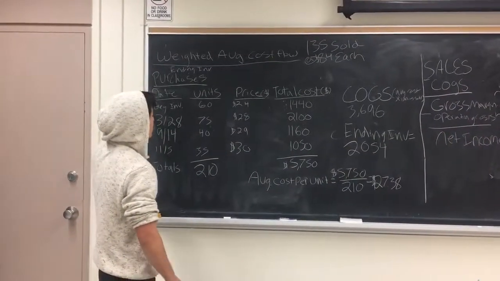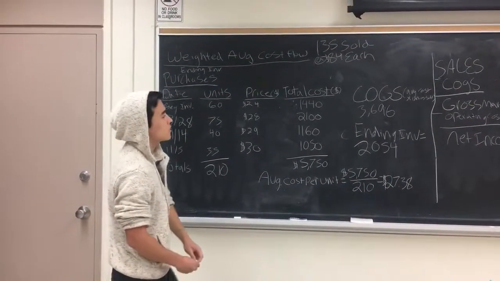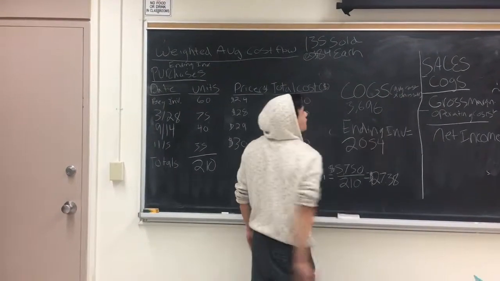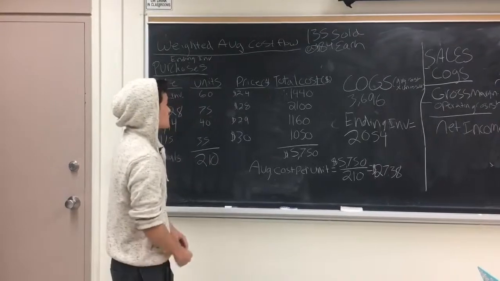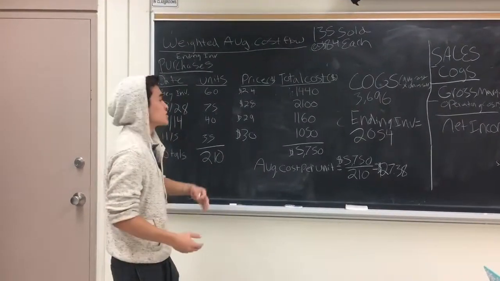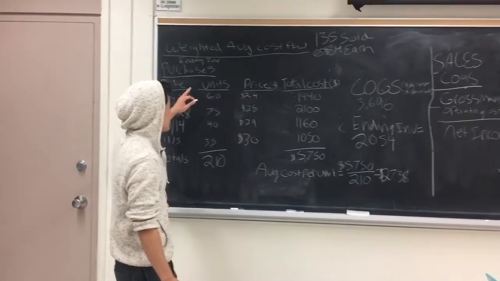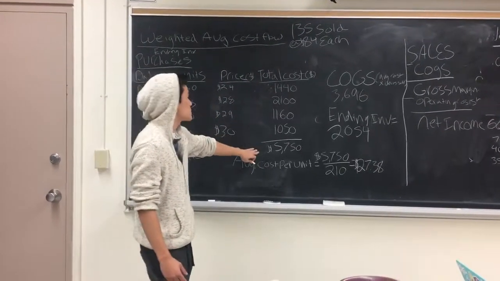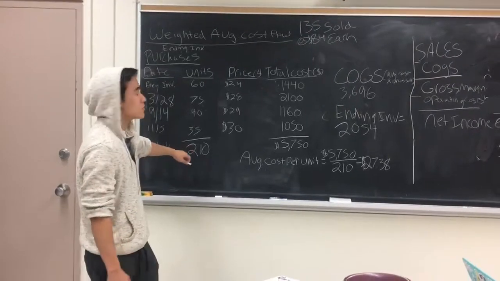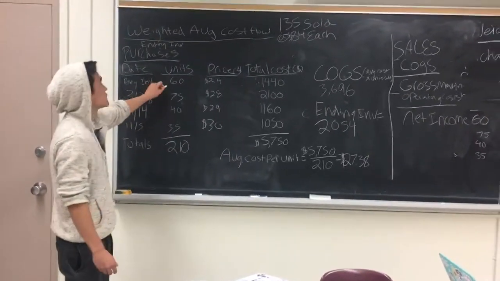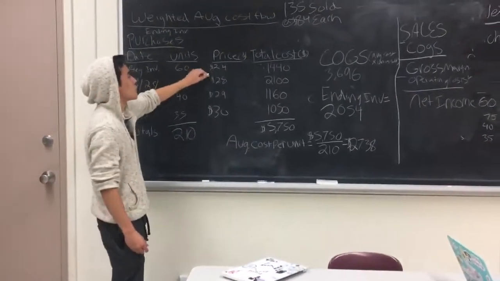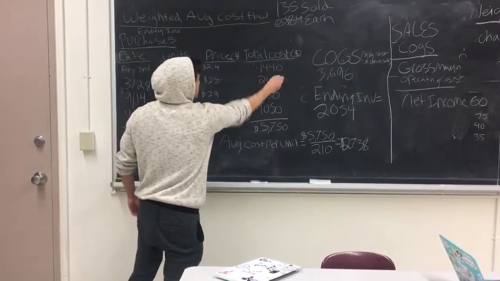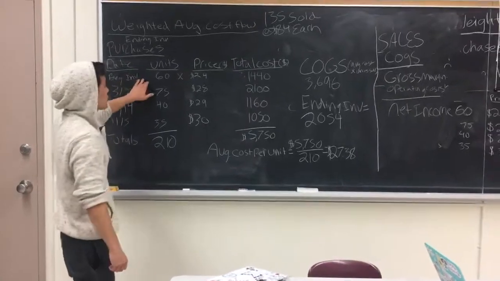Okay, so here we're going to do the weighted average cost flow method. So we're going to look for cost of goods sold, which is the average cost per unit multiplied by the units sold. In this case, we don't really care about the purchases. Instead, we're going to find the total amount of units and the total cost of those units, and then divide the total cost by the total amount of units. So in this case, we had 60 from beginning inventory at a price of $24 per. Multiply that out, and you have $1,440. That's the total cost of your beginning inventory.